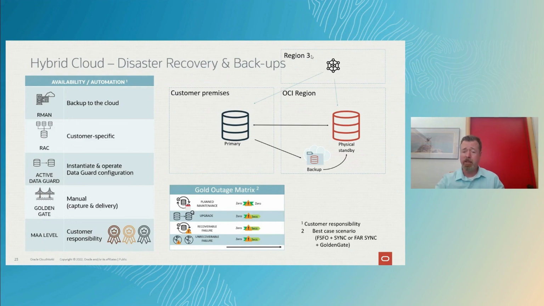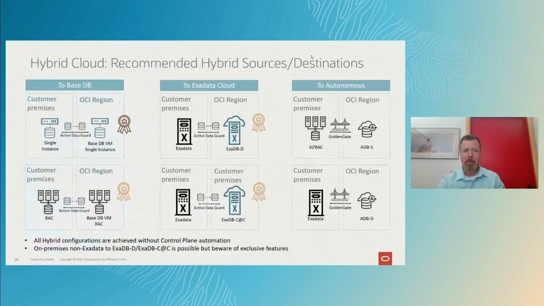One thing that probably jumps out at you, though, is that we have bronze, gold, and platinum. What happened to silver? Well, that's answered on our next slide here. The reason silver is not present is because of the very nature of hybrid and the different options available to us. If we look at base DB, for example, we can have single instance or we can have RAC. Either way, if we're setting up disaster recovery, we're ideally using Active Data Guard or Data Guard under the covers. So you have that set up there.